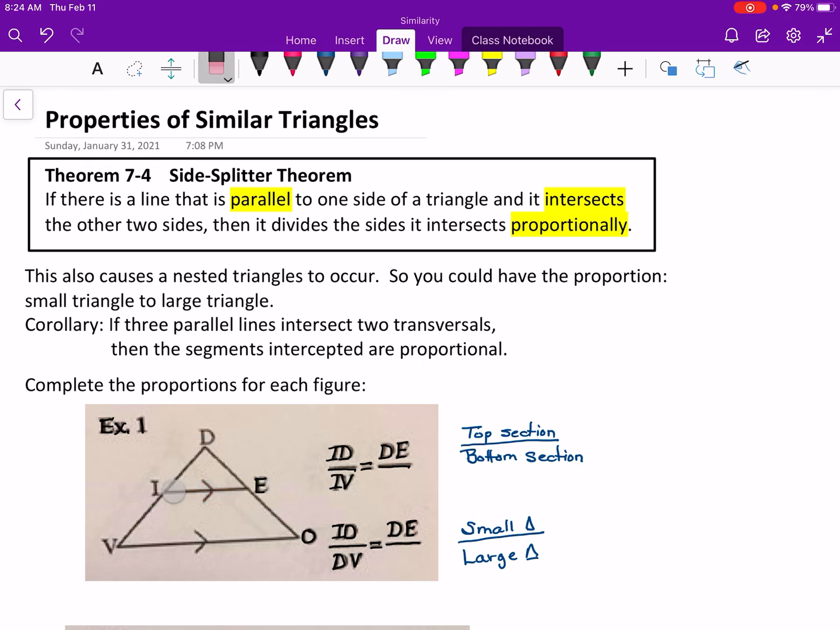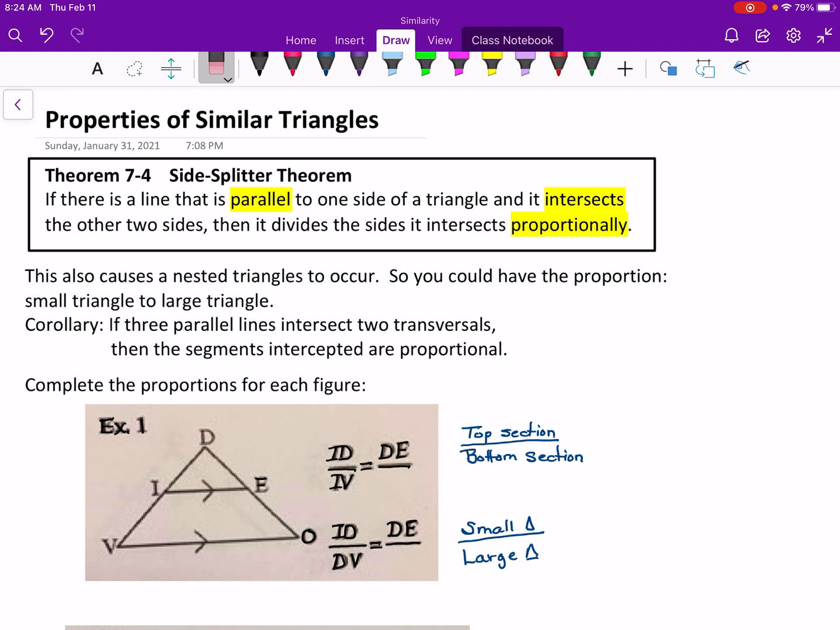What you might also notice is that it does cause two nested triangles. We have a small triangle on the top, triangle DIE, inside of the larger one, triangle DVO. And because that occurs, corresponding parts of similar triangles are going to be proportional. So we could set up the proportion from a small triangle to a large triangle, which we have done.